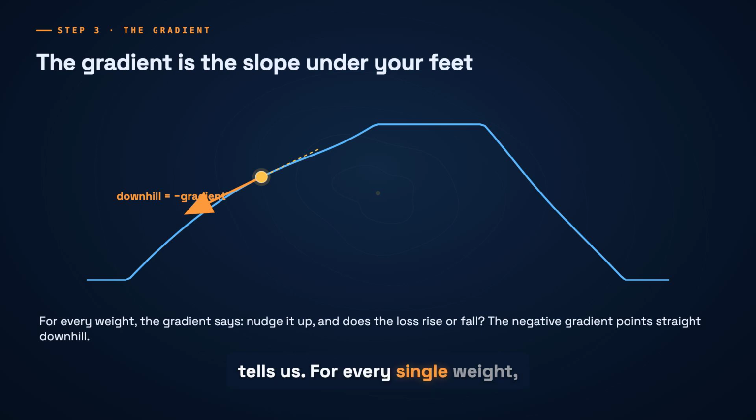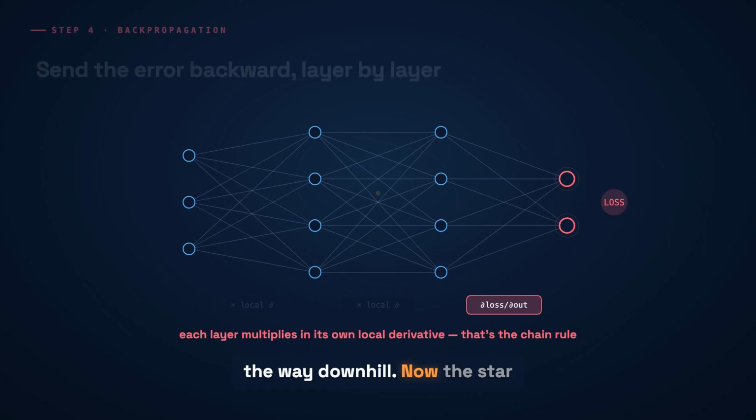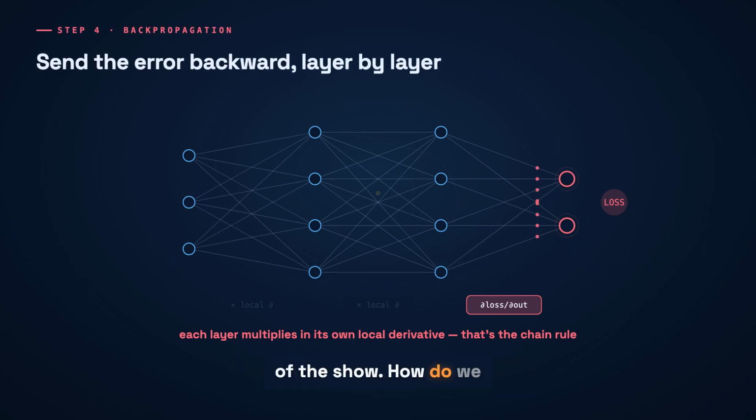For every single weight, the gradient answers one question. If I nudge this weight up a little, does the loss go up or down, and how steeply? Collect those answers for all the weights, and you get the slope of the landscape at your exact position. The negative gradient points in the direction of steepest descent. That is the way downhill. Now the star of the show: how do we actually compute that slope?